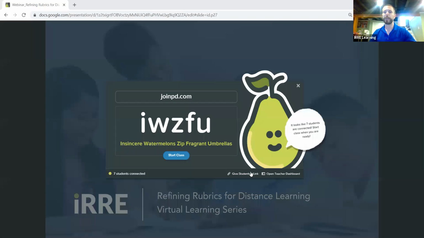As we mentioned in the flyer for this session, we wanted to show and sample the app Pear Deck to facilitate some interaction here as we talk about evaluated rubrics today. To join our Pear Deck session, please direct your phone or your web browser to the address displayed in the top bar, joinpd.com. It'll ask you for a code, and that code is pictured down below, IWZFU.